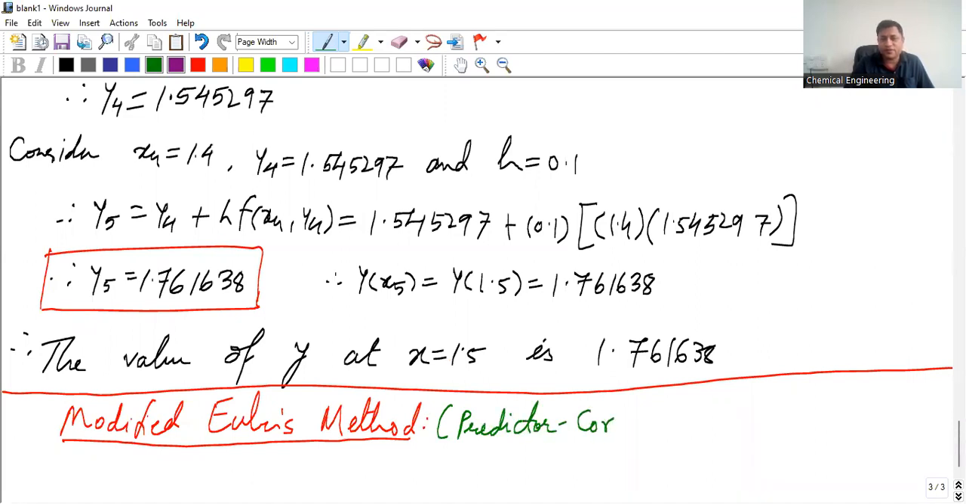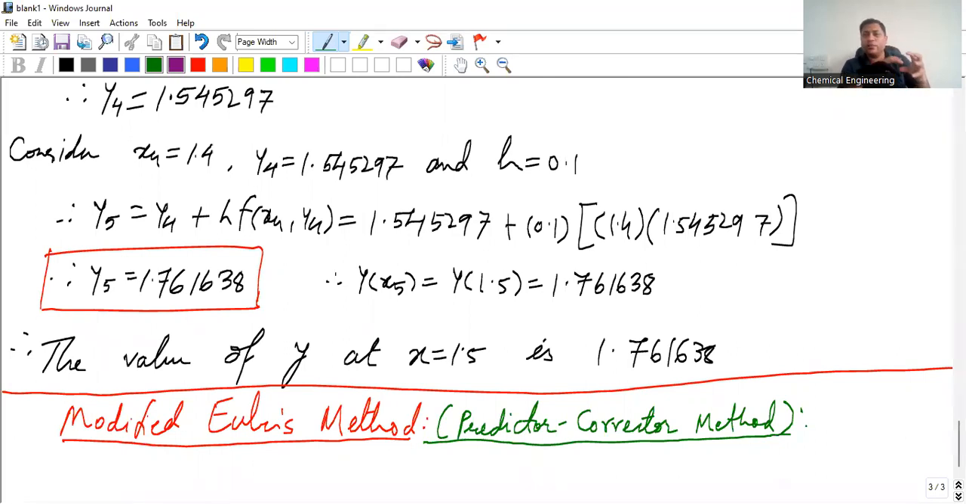This method is also a predictor corrector method. That means it will predict the location, and then again it will correct that location. As we zoom in, we get more and more accurate to the location. So this method is called the predictor corrector method, which predicts the location and then corrects that location, or makes it more accurate, using the corrector formula.